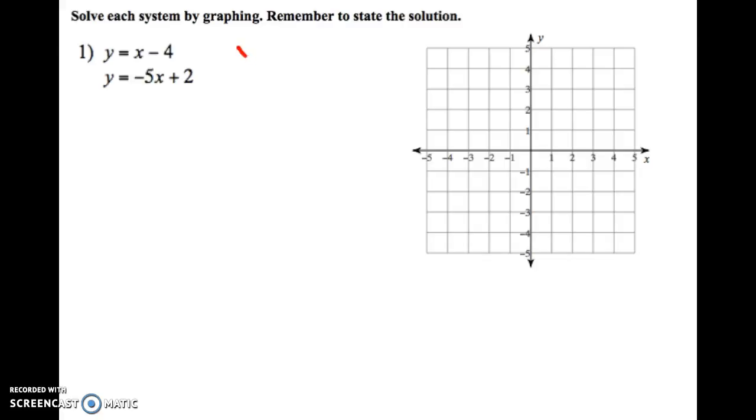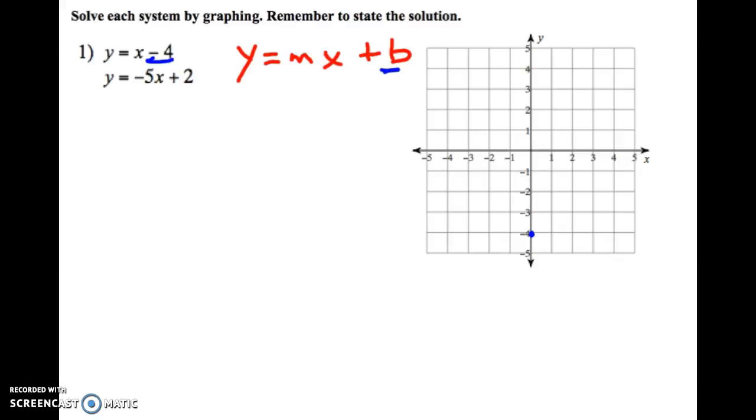As a reminder, the way these equations are written, they're in slope-intercept form, which is the y equals mx plus b form. So we're going to start with the b, the y-intercept. On the top equation, we're looking at -4, so we start at -4 on the y-axis.